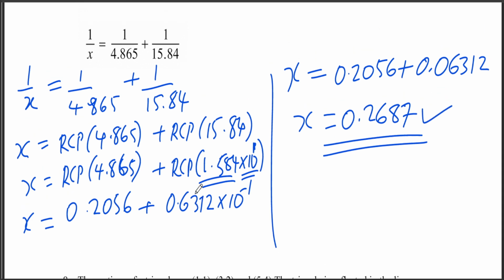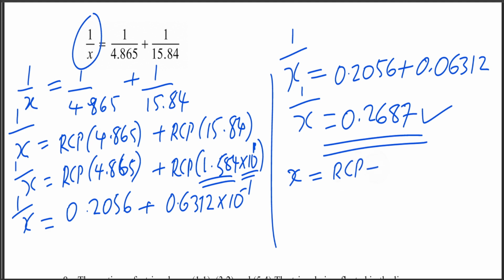Okay, you can confirm. Is that our answer? No, that is not our answer. By the way, all these were 1 over x, 1 over x. I just confused it. So the reciprocal of 4.865 is 1 over 4.865. So this answer is not x, it is 1 over x. Sorry for the confusion. So that is 1 over x only. So 1 over x is this one. If you want to find the value of x, then you have to find the reciprocal of that.